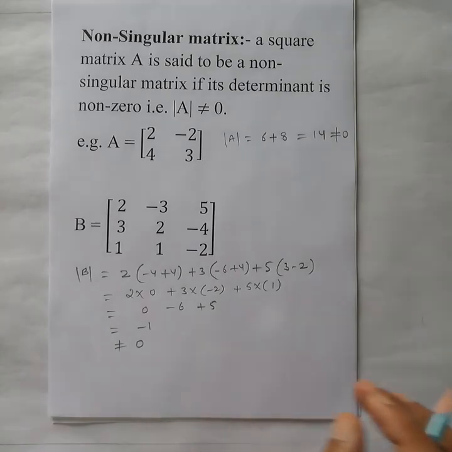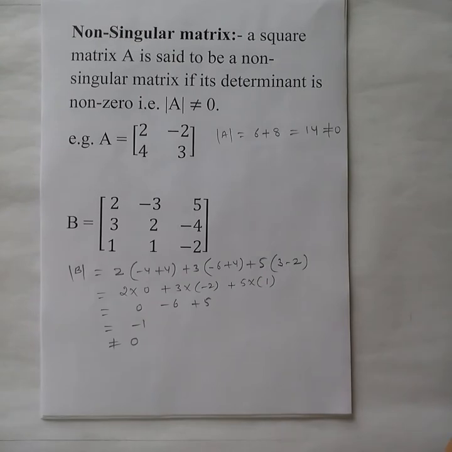Now you have to keep one thing in your mind, that inverse exists for a non-singular matrix only. That is, if the determinant of a matrix is not equal to 0, then only we can find out its inverse. If the determinant of a matrix is 0, then we cannot find out its inverse.